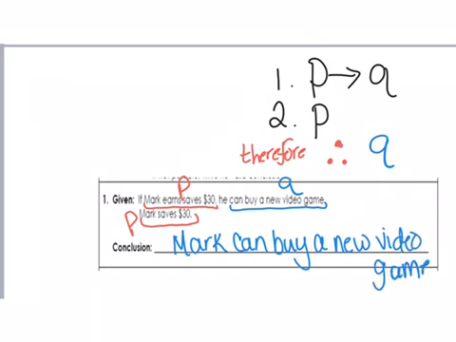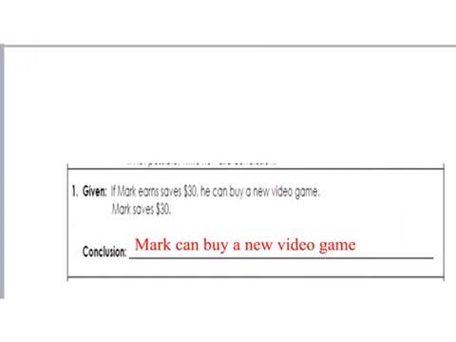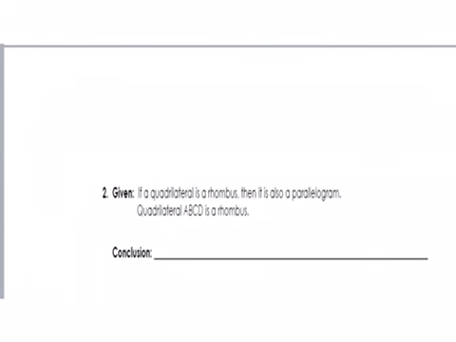Yay, Mark. And here we go again. Here we have a new statement, but we're definitely going to mark it up. If a quadrilateral is a rhombus, that's going to be my P. Then it is also a parallelogram. That's going to be my Q.